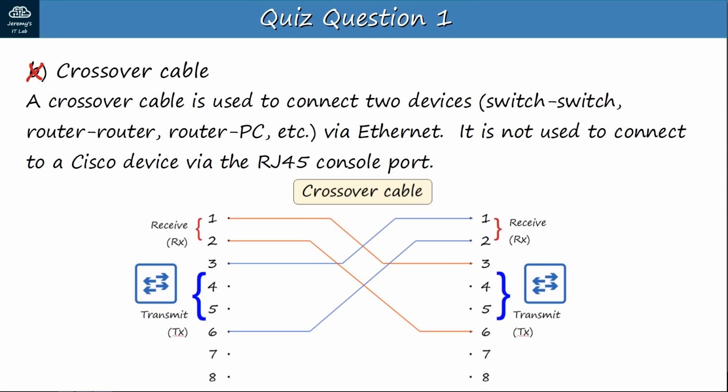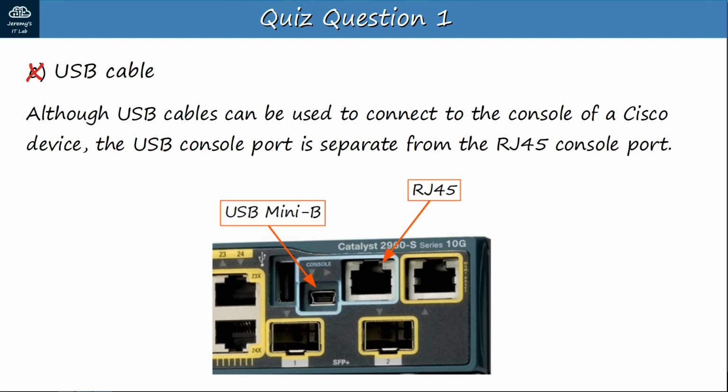So B, crossover cable, is incorrect. This picture shows the wiring on an Ethernet crossover cable. Although USB cables can be used to connect to the console of a Cisco device, the USB console port is separate from the RJ45 console port. So C, USB cable, is incorrect. This photo shows the USB and RJ45 console ports on a Cisco switch.